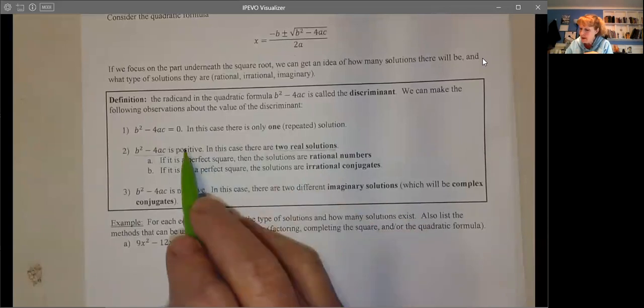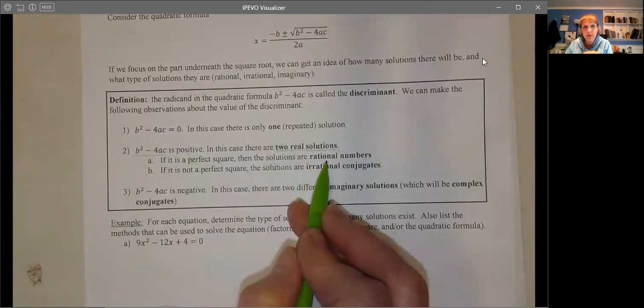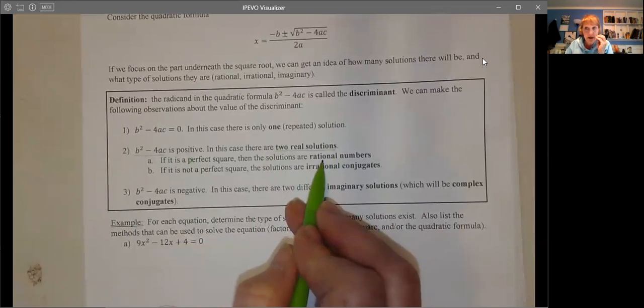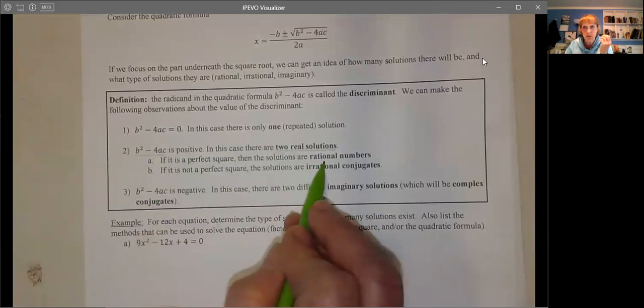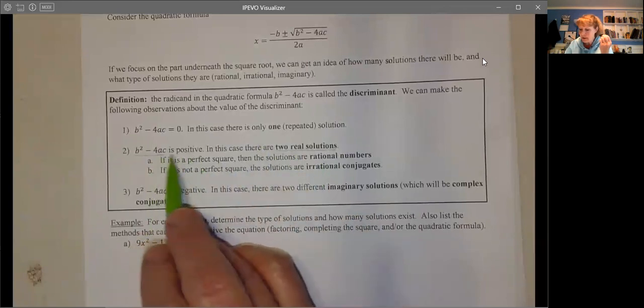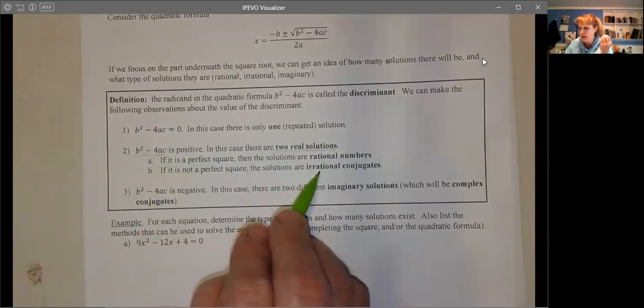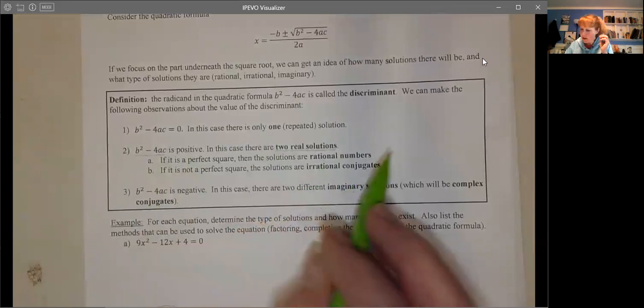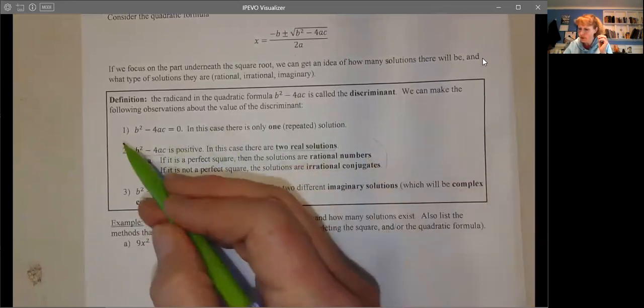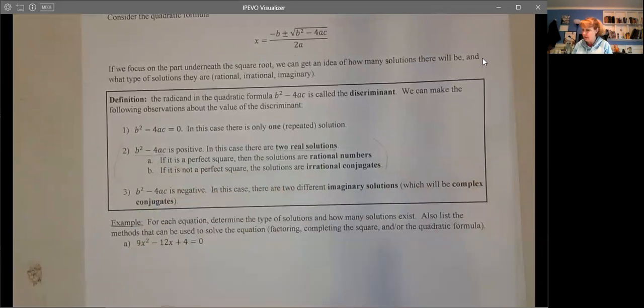Once we know it's positive, we can determine if the solutions are rational by looking at the number that we got for the discriminant. Or, depending upon this positive number, we can determine if they're going to be irrational conjugates. So let's look at an example of number 2 and explain that a little bit better.